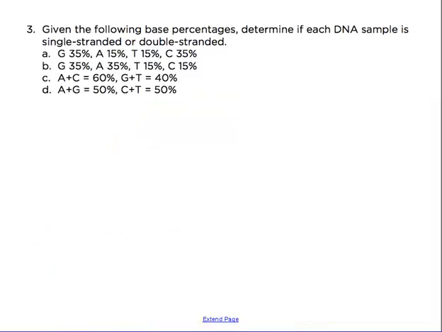Problem 3. Given the following base percentages, determine if each DNA sample is single-stranded or double-stranded. Now for these, again, we're going to use Chargaff's rules, which, remember, are that the number of A bases equal the number of T bases, and the number of G bases equals the number of C bases. Now Chargaff's rules only apply to double-stranded DNA, and that's because they're based on complementary pairing. So in a double-stranded DNA, we know that base A pairs with base T, and that base G binds with base C, and that's the reason why you get equal amounts of both.